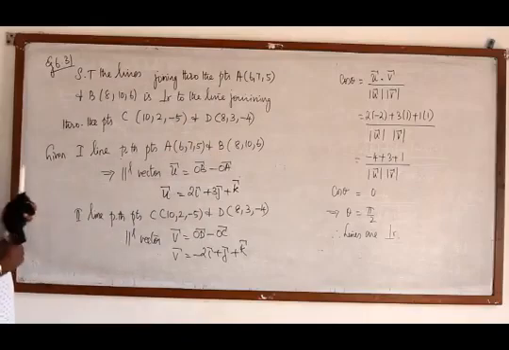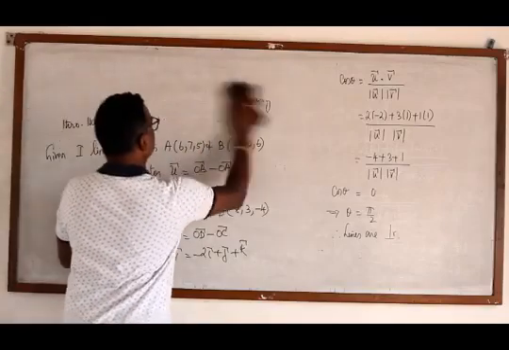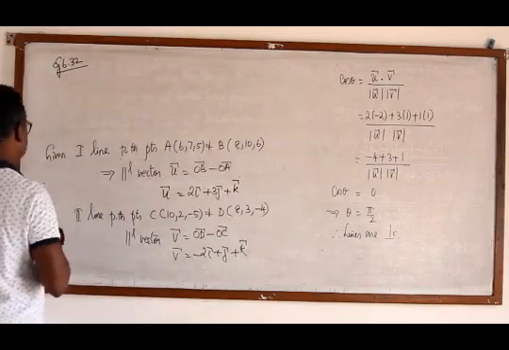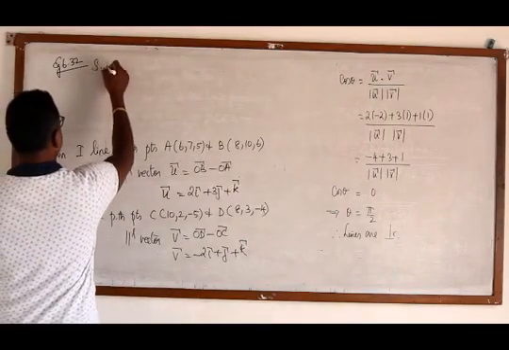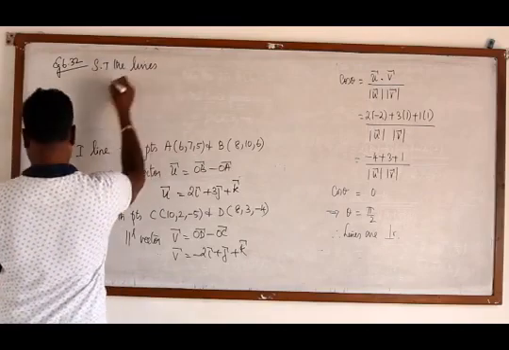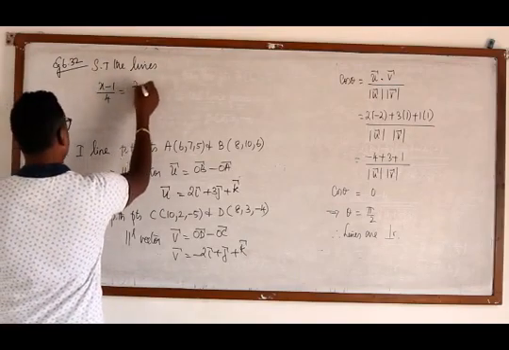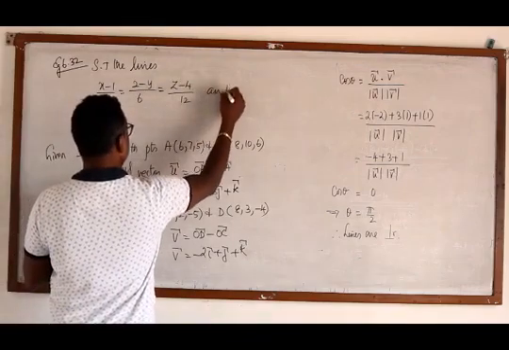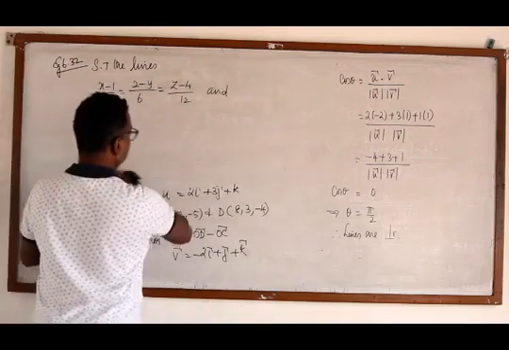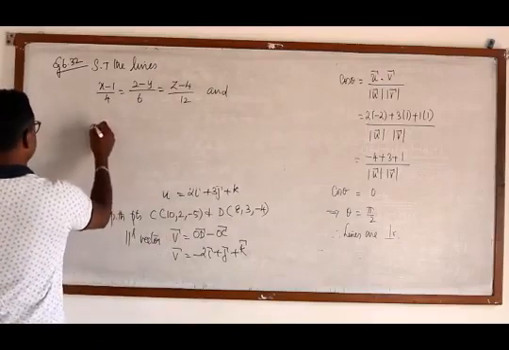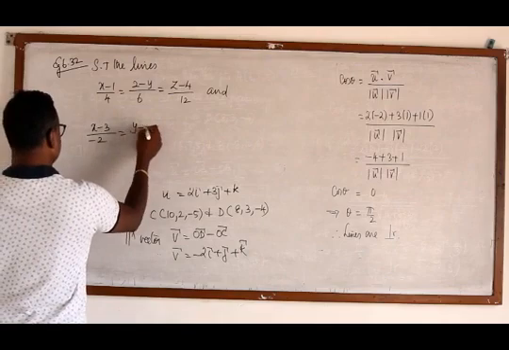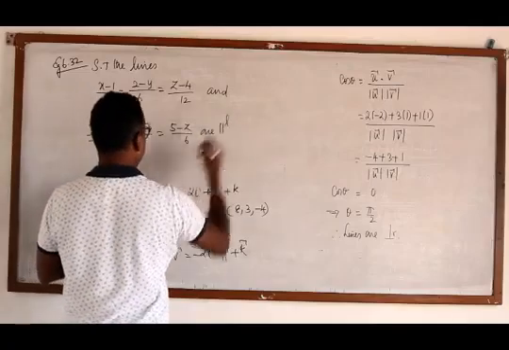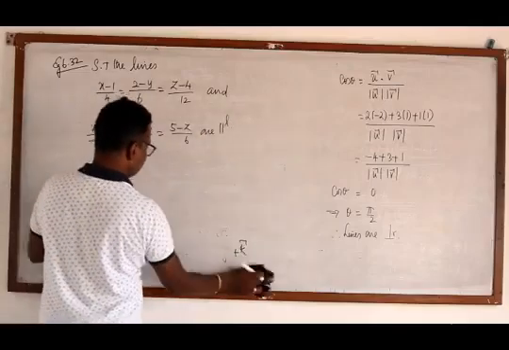Now example 6.32. Show that the lines (x minus 1)/4 = (2 minus y)/6 = (z minus 4)/12 and (x minus 3)/(minus 2) = (y minus 3)/3 = (5 minus z)/6 are parallel. First we shall identify the vectors.